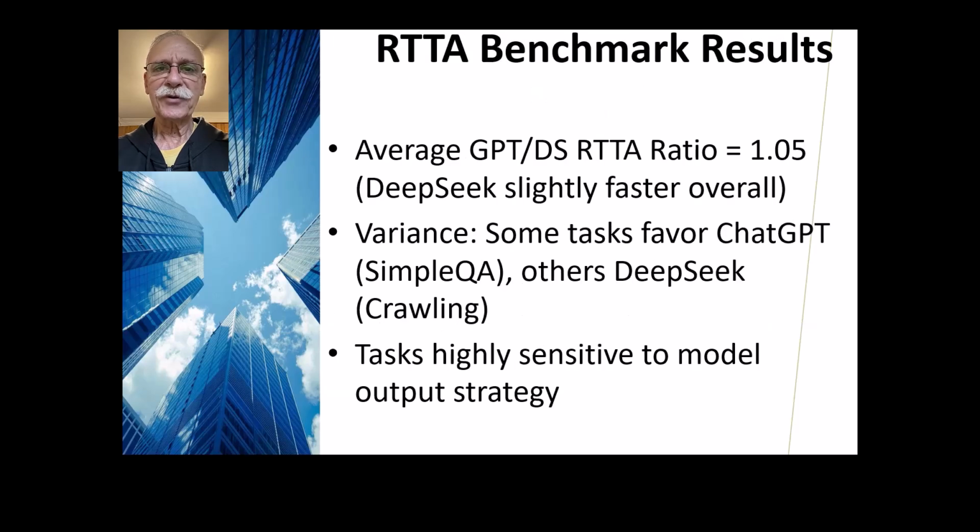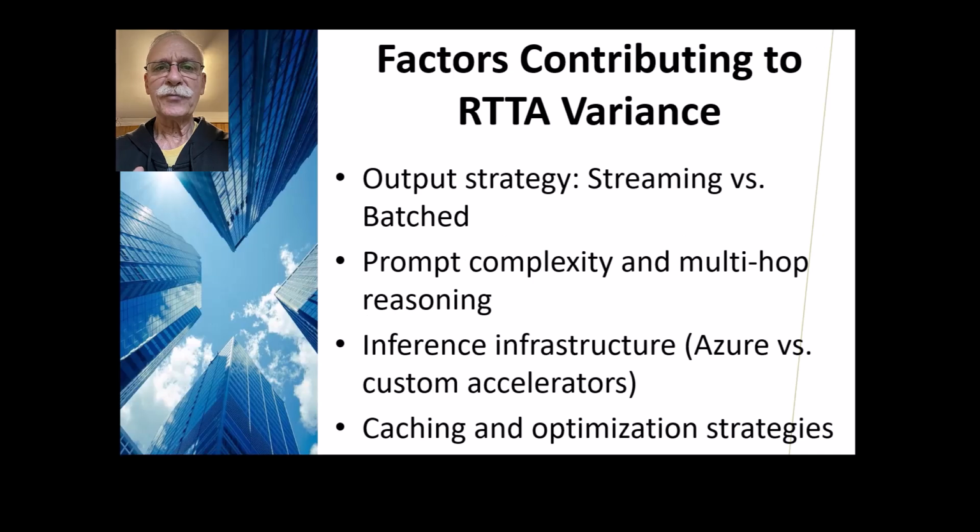Now let's look at the numbers. In some tasks, like simple QA, ChatGPT was 55% faster. In others, like internet crawling, DeepSeek pulled ahead. The average RTTA ratio, calculated as GPT time divided by DeepSeek time, was 1.05, meaning DeepSeek was about 5% faster overall, but the variation was wide. Some tasks showed ChatGPT was nearly 2x faster, others favored DeepSeek. It all depended on how the models handle complexity, streaming, and backend optimization.